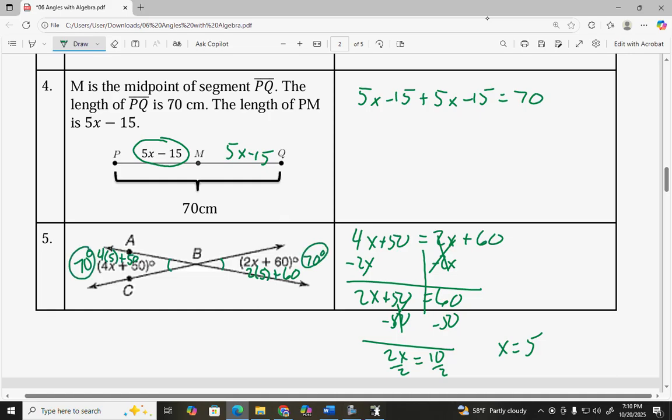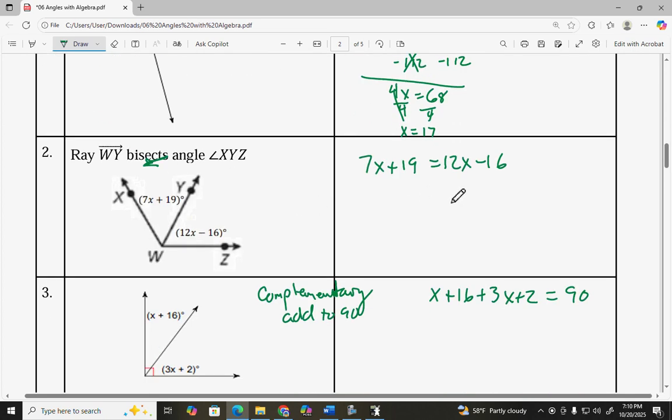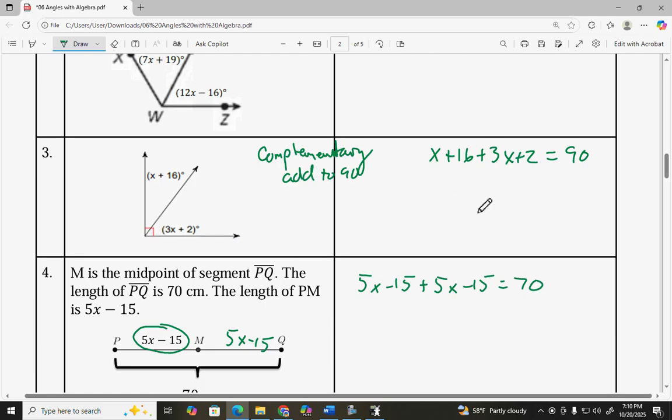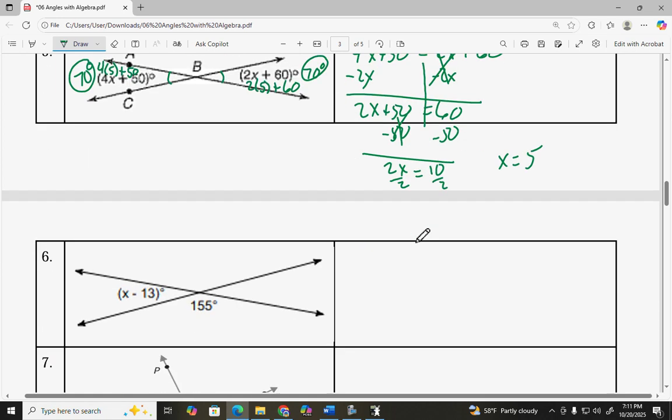So I did a few with you. I wrote an equation, I solved for x, and I plugged it in to get the angle measurements. On number 2, you're going to finish it. You have to find the angle measurements. On 3, you're going to finish it. You have to find the angle measurements. On 4, it's the length of a line segment, right? So solve this and you'll find out how long each piece is. We actually know how much each piece is. It's half of 70. It's 35. I know that some of this stuff you can do in your head, but we need to practice writing some equations. And I did this vertical one with you.